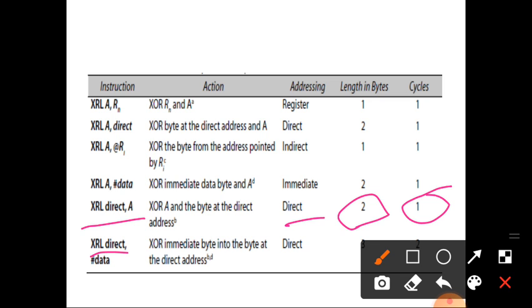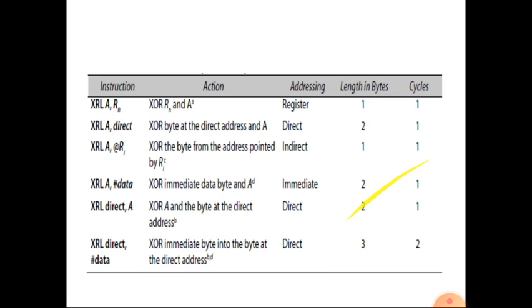Then XRL direct comma #data. Here the immediate data byte is XORed with the byte at the direct address. It is a direct addressing mode, and it requires 3 bytes. How many cycles are required to complete the operation? 2 cycles are required. So these are the XOR operations.